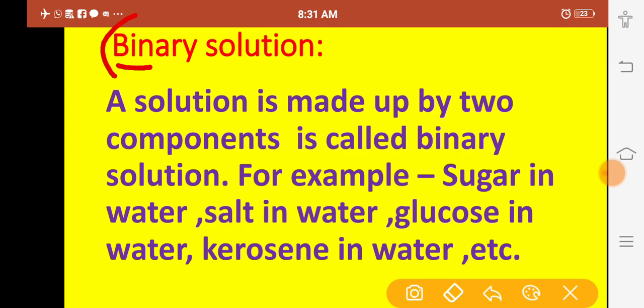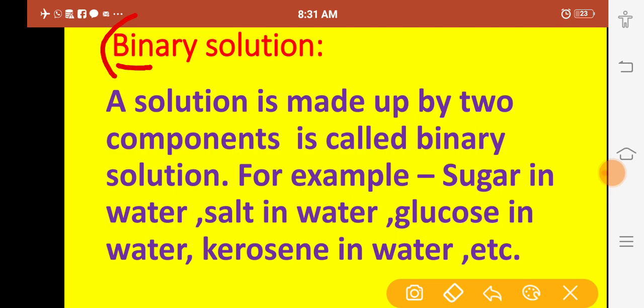If a binary solution is there, then there are two components, and one component is said to be the solute, the other the solvent. Firstly, we will see examples of the binary solution. Suppose sugar in water, salt in water, glucose in water, fructose in water, kerosene in water. These are all binary solutions because they are made up of two components only.